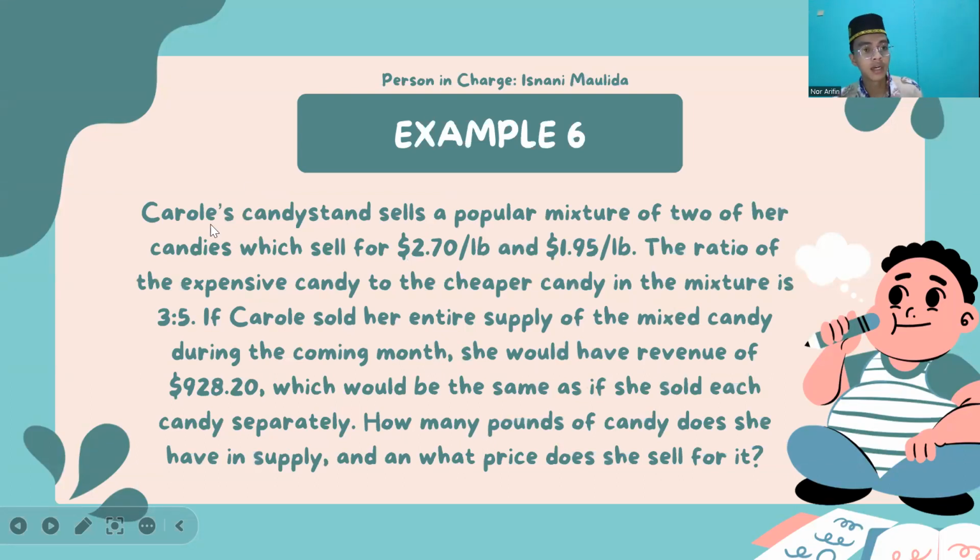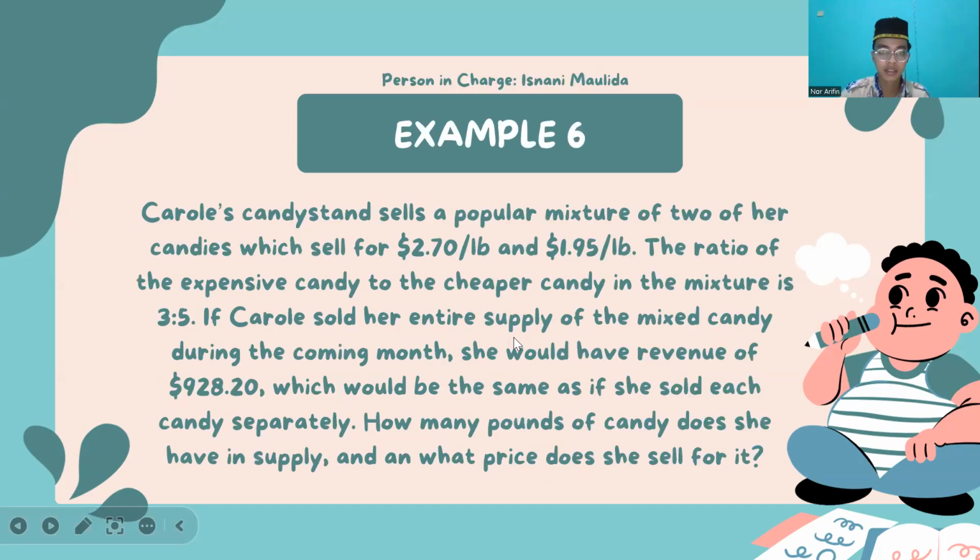Next is example 6. Carol's candy stand sells a popular mixture of two of her candies, which sell for $2.70 per pound and $1.79. The ratio of the expensive candy to the cheaper candy in the mixture is 3 to 5. If Carol sold her entire supply of the mixed candy during the coming month, she would have revenue of $928.20, which would be the same as if she sold each candy separately. How many pounds of candy does she have in supply, and what price does she sell it for?